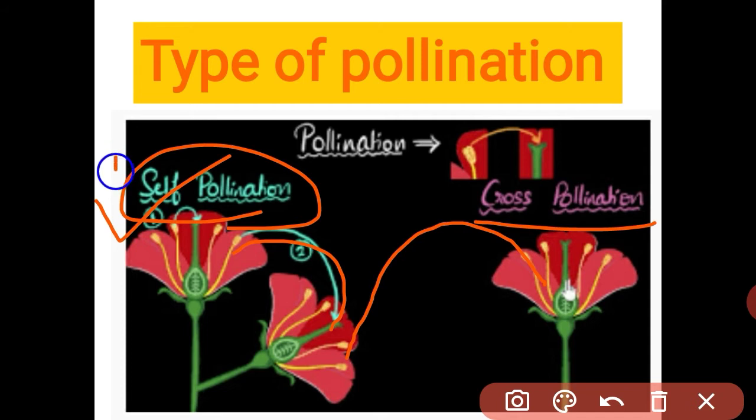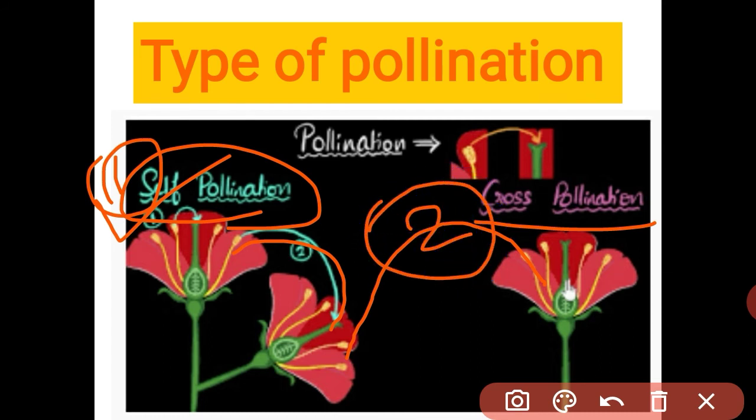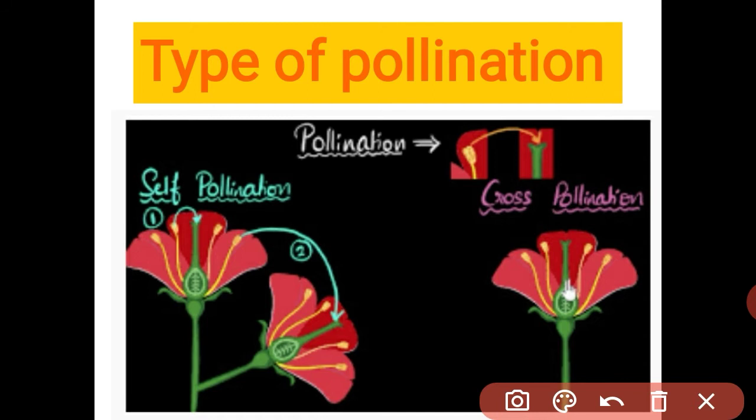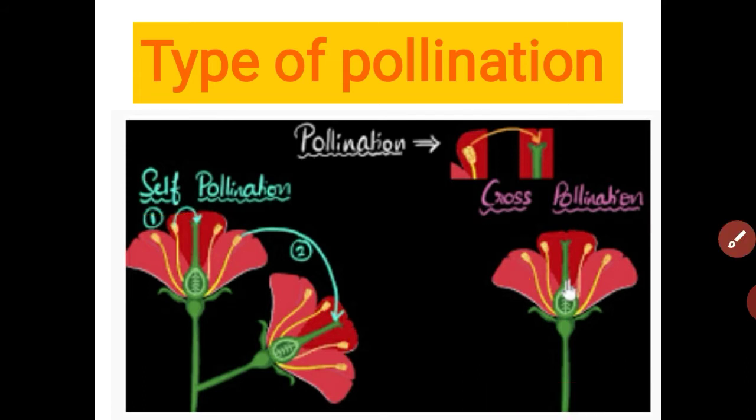There are two types of pollination. One is self pollination and the second is cross pollination. Self pollination means the pollen grain is transferred from the anther to the stigma on its own, without requiring any external agent. And cross pollination means the pollen grain is transferred from one flower to another flower, otherwise from one flower of one plant to another flower of another plant, but of the same species. Got it, student? What is meant by self pollination and cross pollination?